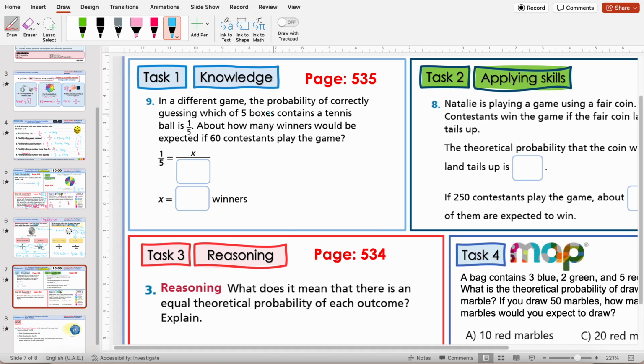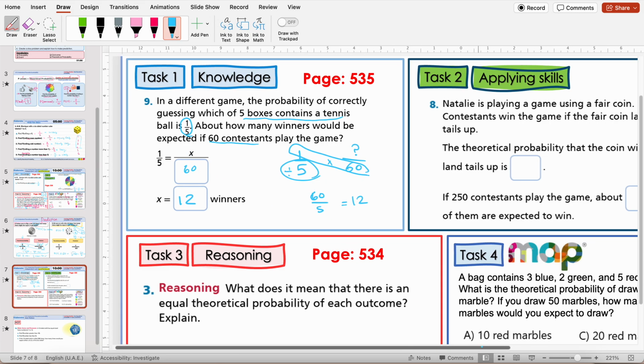Here, in a different game, the probability of correctly guessing which of 5 boxes contain a tennis ball is 1 out of 5. They gave you the probability. It's 1 out of 5. How many winners would be expected if 60 contestants play the game? So how many winners out of 60? Butterfly method. 1 times 60 divided by 5. So it's going to be 60 over 5. 60 divided by 5 is basically 12. 12 winners.